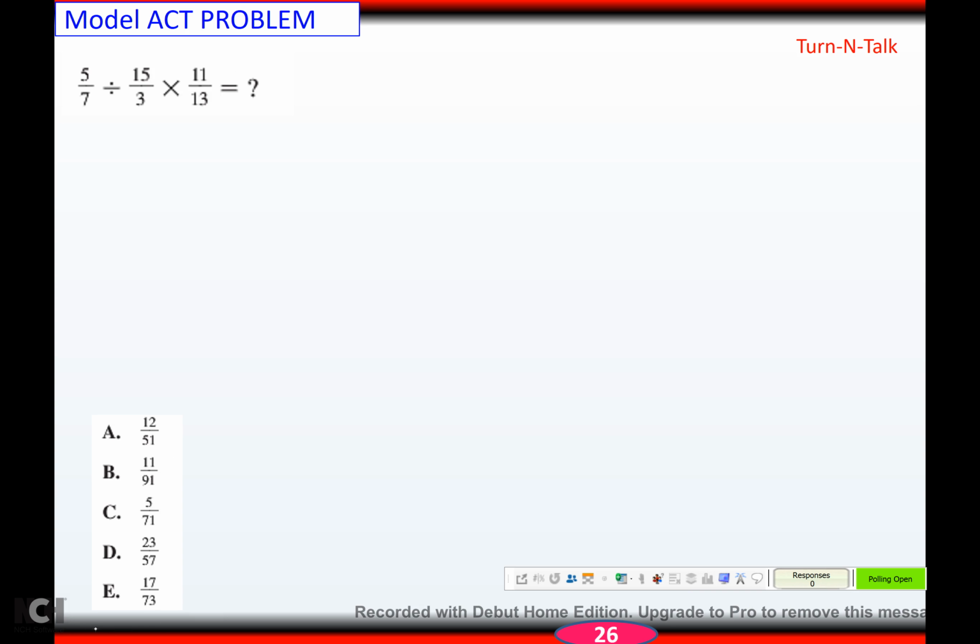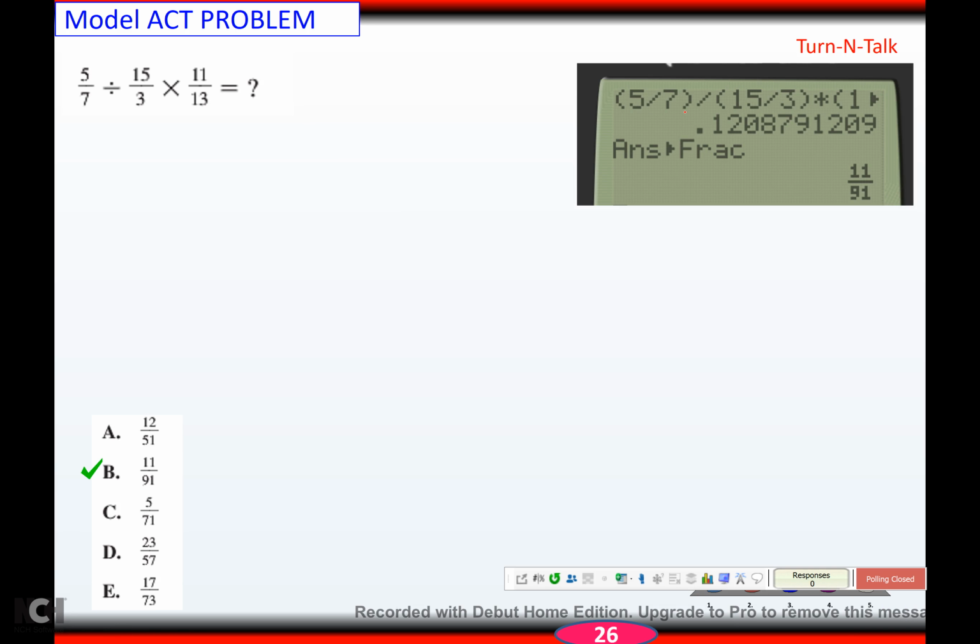Alright, try this one. Hit pause. Come back when you're ready. And hopefully you got 11 over 91. When I type it in, 5/7 divided by 15/3 times 11/13, you get this decimal. Math enter it, and you get 11 over 91.